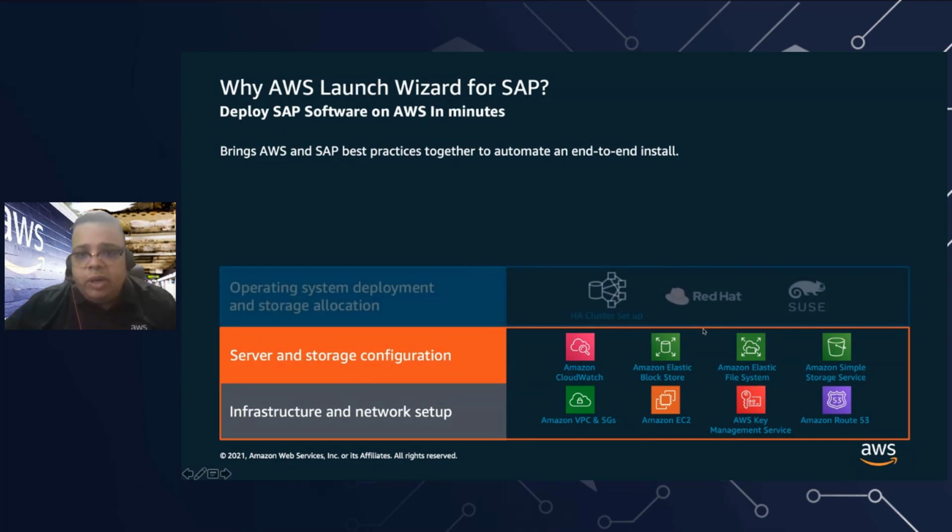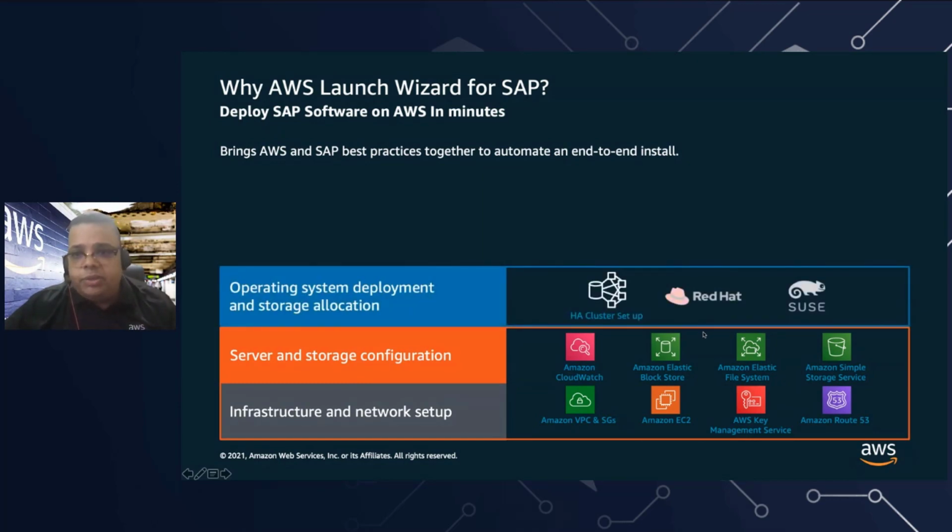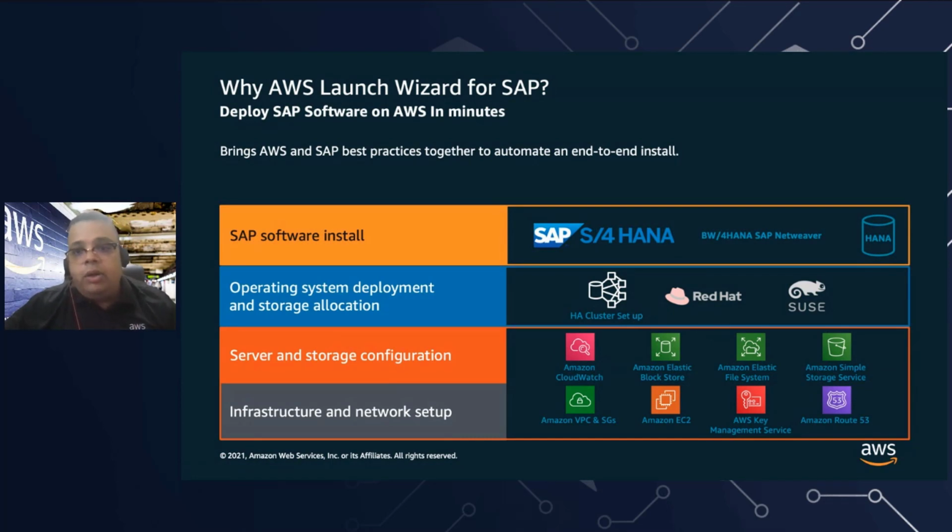At the operating system layer, it configures your SAP OS parameters, users, sets up the volumes, and even sets up high availability clustering if you ask it. And finally, at the application layer, Launch Wizard can install your SAP S/4HANA or any other native system, set up your HANA database, and have your vanilla SAP system up and running, configured to take advantage of the underlying AWS services.